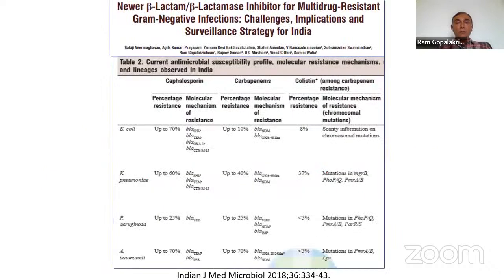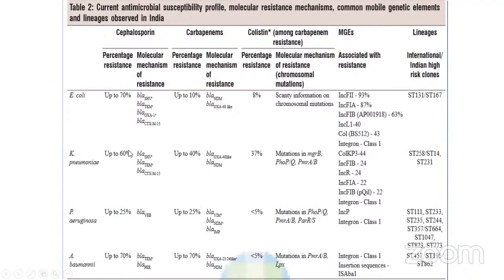Now, this was an article which we wrote in IJMM a couple of years back. And what this looked at was the mechanisms of resistance. Because with E. coli, we know that NDM is the big problem. With Klebsiella, we know that OXA48-like is the big problem. With Pseudomonas and Acinetobacter, they have multiple other methods of resistance. Acinetobacter also produces an OXA23-like enzyme, which again is important.